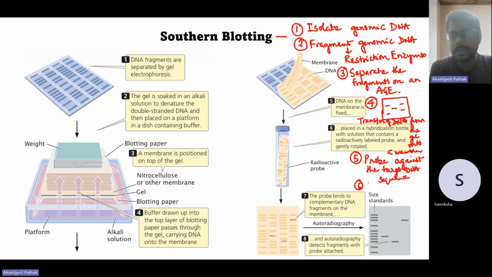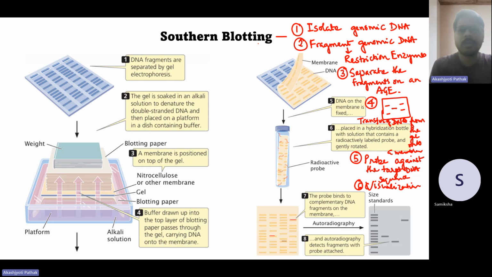And then in the last step, you have to do autoradiography if it is a radioactive probe. Or if it is a fluorescently or enzyme conjugated probe, then you will use a particular substrate. The enzyme will act on the substrate and produce a product which will give a particular color. Okay, so it can be a fluorogenic probe. So the last step is visualization.